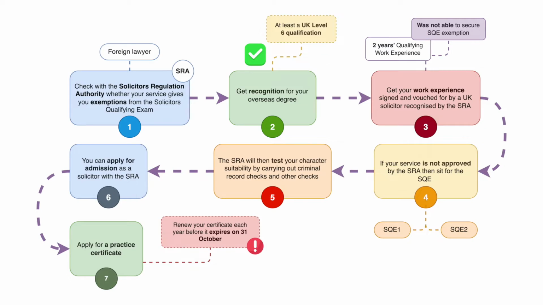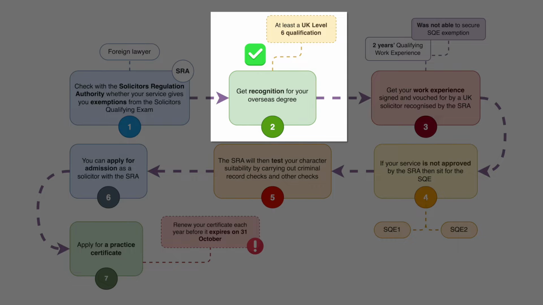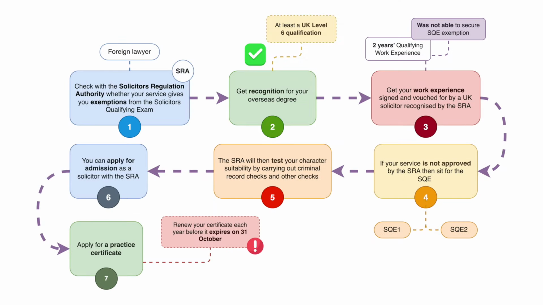Step 2. Get recognition for your overseas degree. You can hold a degree in any subject or have an equivalent qualification, such as an apprenticeship or work experience. The SRA states that your degree should be equivalent to at least a UK Level 6 qualification. You can get a pre-assessment statement of qualification comparability from ENIC on your own, but the SRA will carry this out once you register with the SRA.